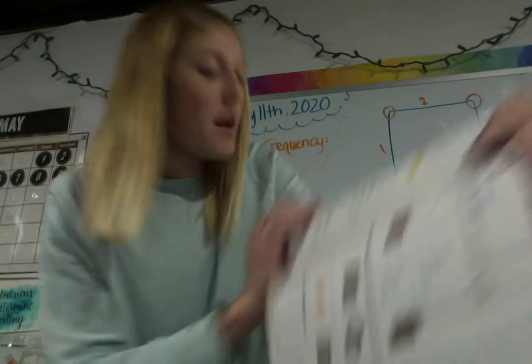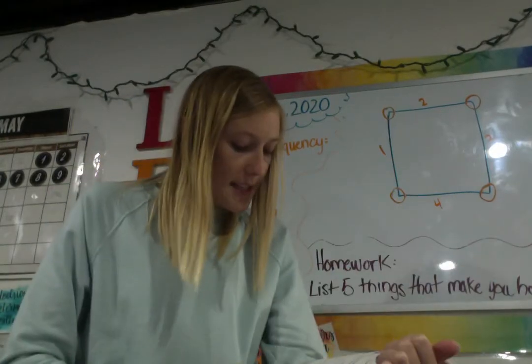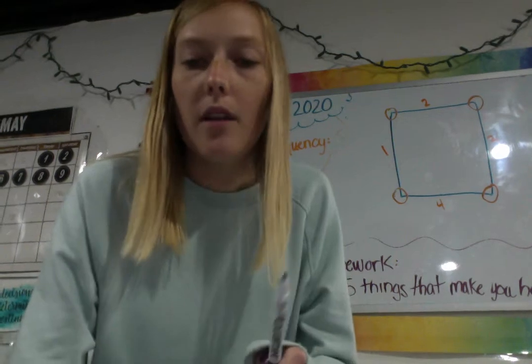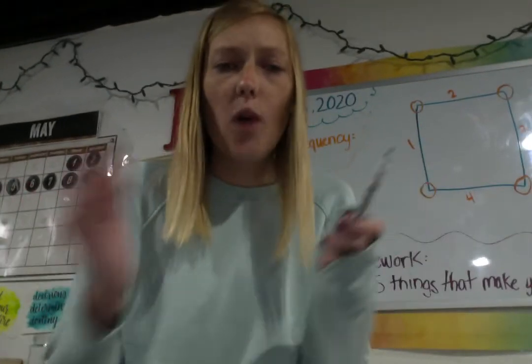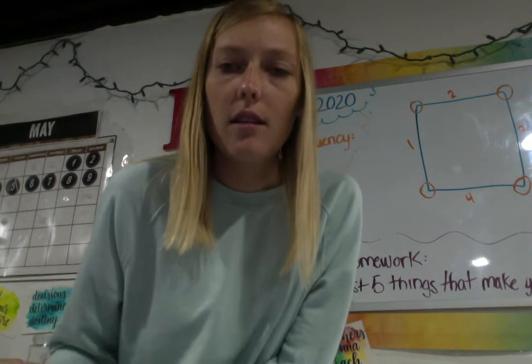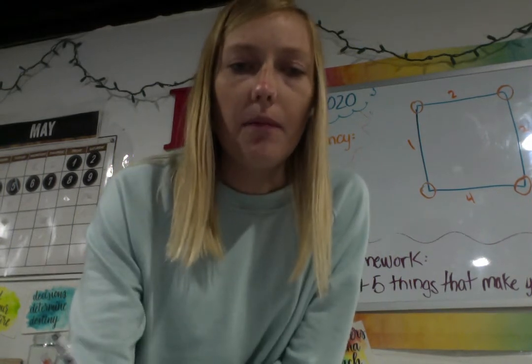So at the bottom there, it asks us a question. It says, how are the rectangle and the square the same? What did they have in common? How were they alike? How were they the same?